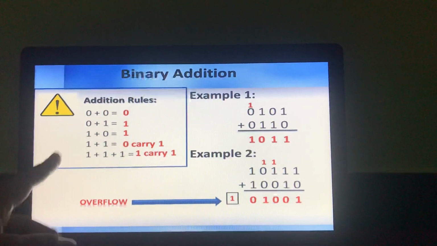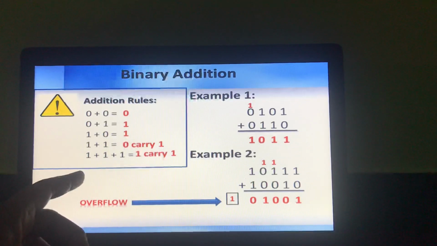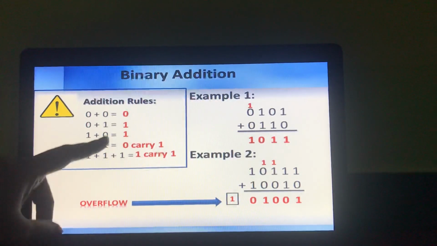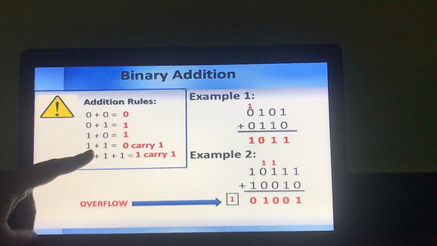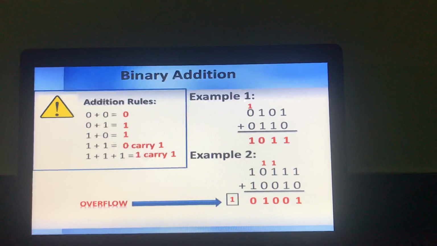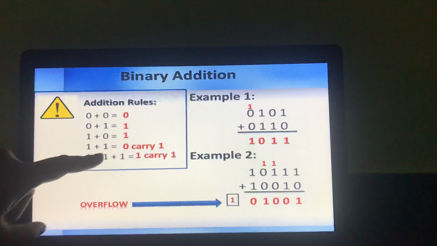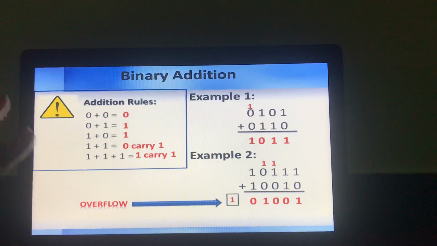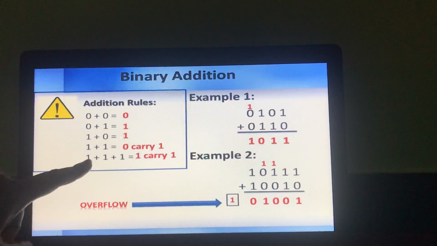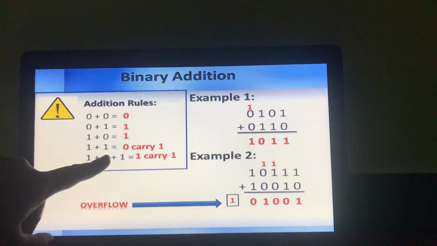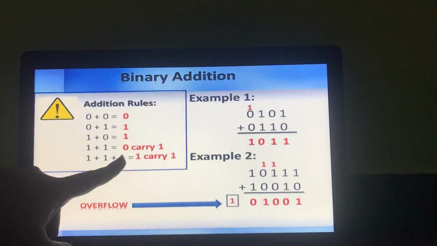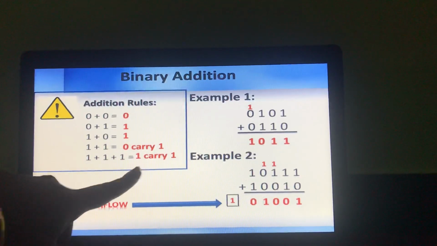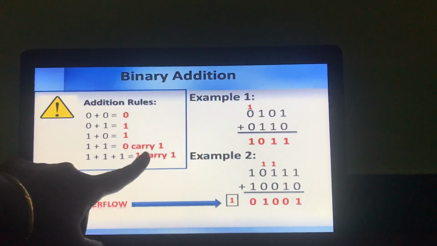Next condition is 1 plus 0. When you have 1 plus 0, you get the output as 1. The last condition is 1 plus 1. Whenever you have 1 plus 1, the output is 0 and the carry bit is 1. When you have three 1 bits, 1 plus 1 is 10, and adding another 1, you get 1 and carry 1.